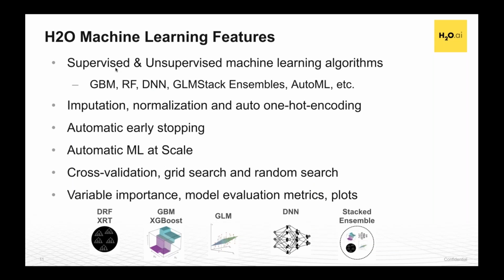We have a lot of supervised and unsupervised machine learning algorithms in H2O3, namely the GBM, random forest, deep neural network, GLM, stacked ensemble, AutoML, etc. So it does normal imputation, normalization, one-hot encoding. These are the things which are common to all algorithms which you use in H2O3, including AutoML. And at the end, you also get things like variable importance, model evaluation metrics, plots, etc. when you run the H2O3 algorithm, including the AutoML one.